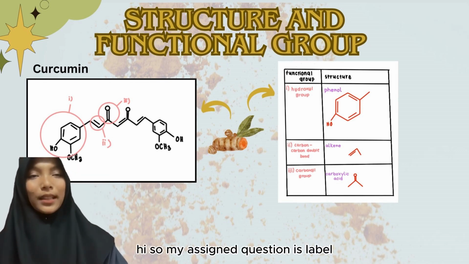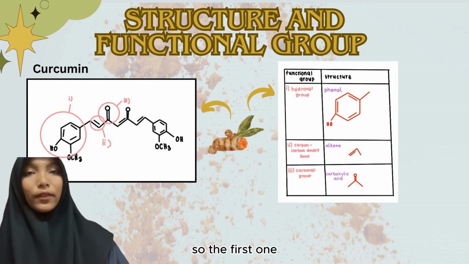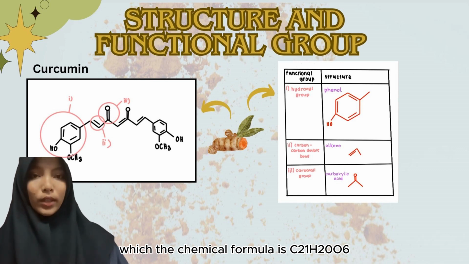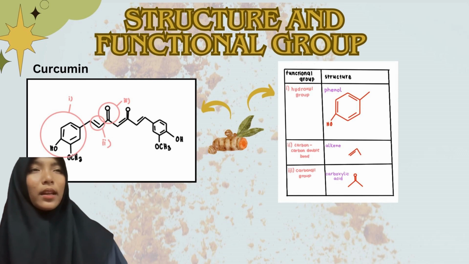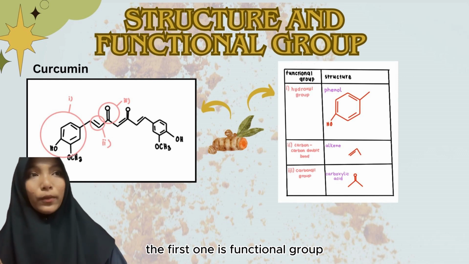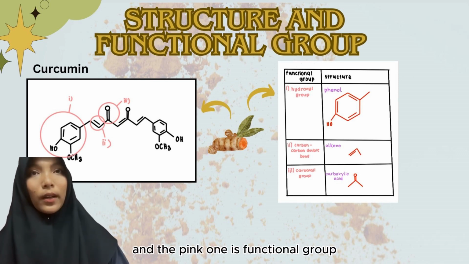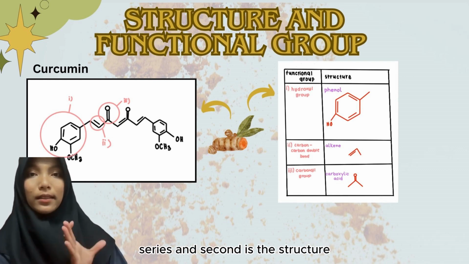Hi, so my assigned question is to label and list all the functional groups and homologous series in each structure. So the first one, let us look at the curcumin, which the chemical formula is C21H20O6. As you can see there are boxes which are already divided in two. The first one is the functional group. The pink one is the functional group and the purple one is the homologous series. And second is the structure.